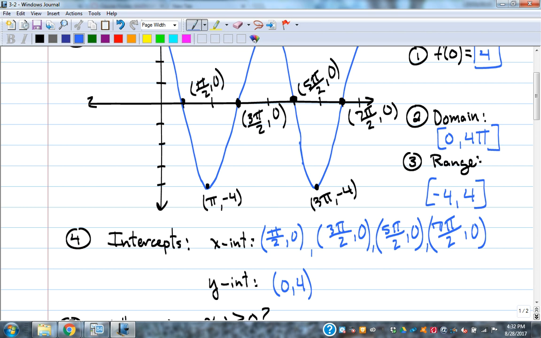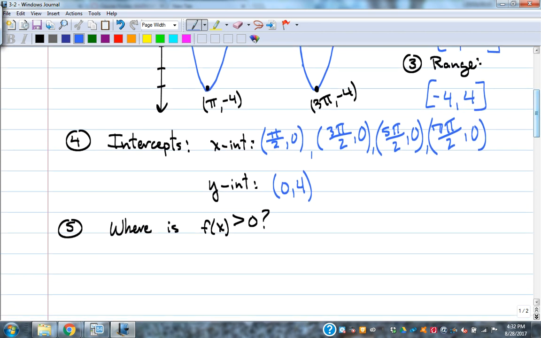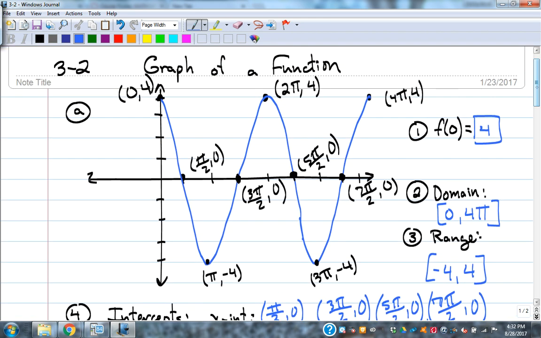A lot of times in math, we focus on the x-intercepts when we're talking about polynomials. When we're talking about lines, we usually focus on the y-intercepts. But they're asking for both in most cases here. Interesting question here. Where is f of x greater than 0? So if we're looking for that in the graph here, where is that thing greater than 0? Remember, what does f of x represent? f of x is what value? Y values. So where are the y values greater than 0?